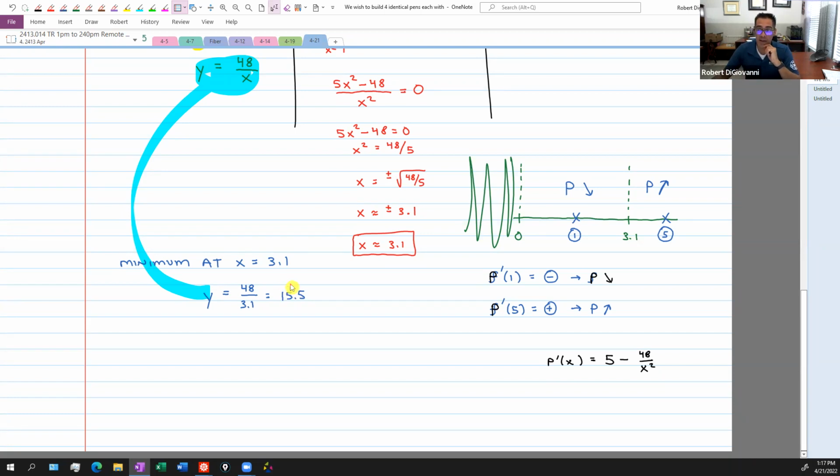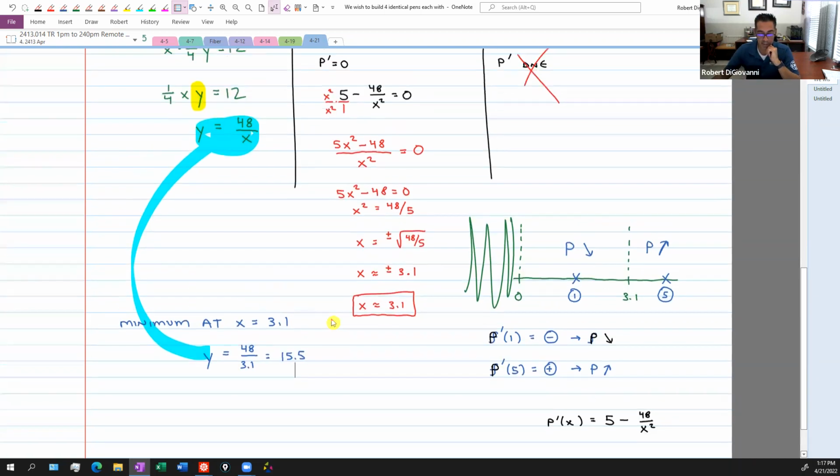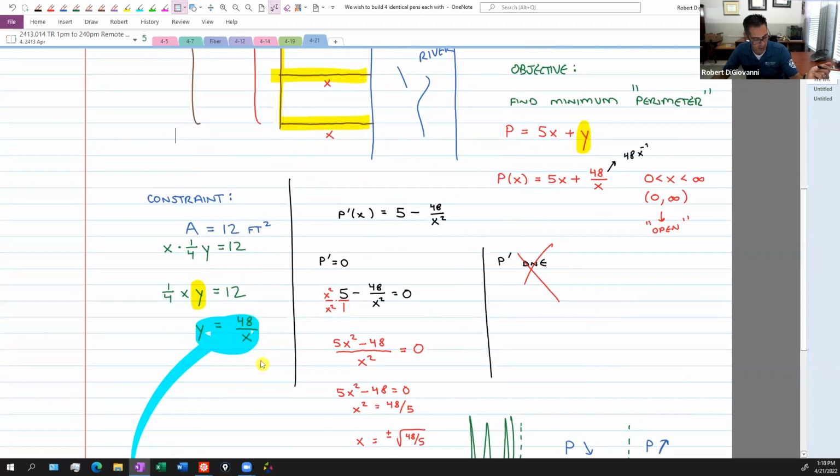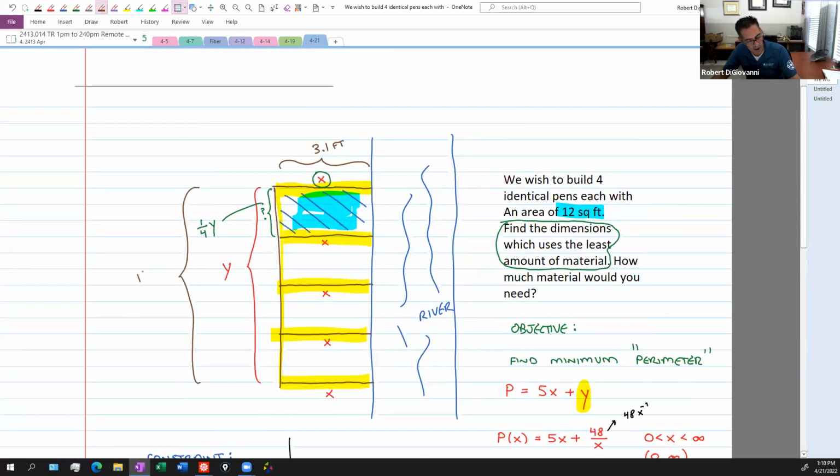So let's see if we've answered the question. The question was, find the dimensions which use the least amount of material. I've done that, right? I have found that x here, this side, must be 3.1 feet, and that this side needs to be 15.5 feet.